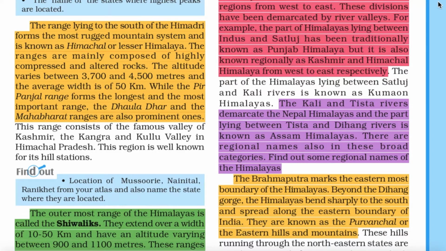The altitude varies between 3,700 and 4,500 meters, and the average width is 50 kilometers. While the Pir Panjal range forms the longest and the most important range, the Dhauladhar and the Mahabharat ranges are also prominent ones. This range consists of the famous valleys of Kashmir, the Kangra and Kullu Valley in the Himachal Pradesh. This region is well known for its hill stations.